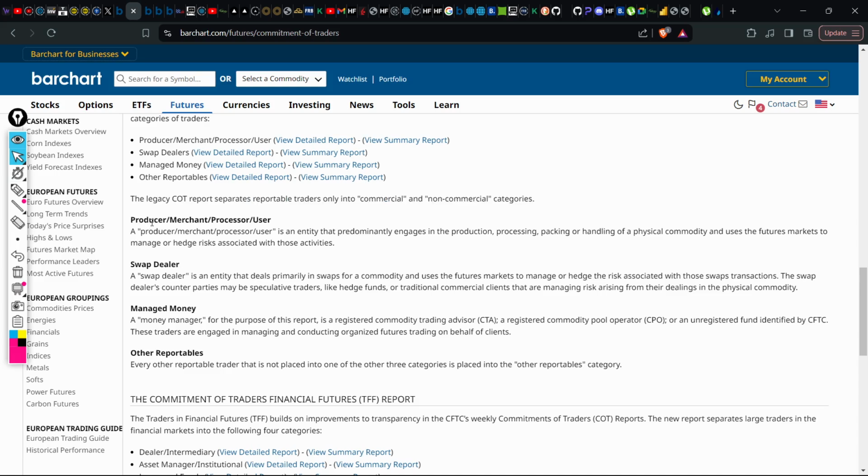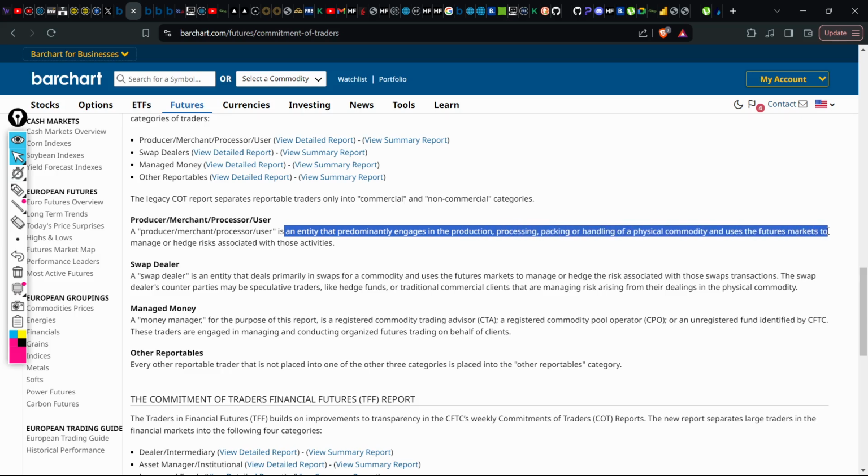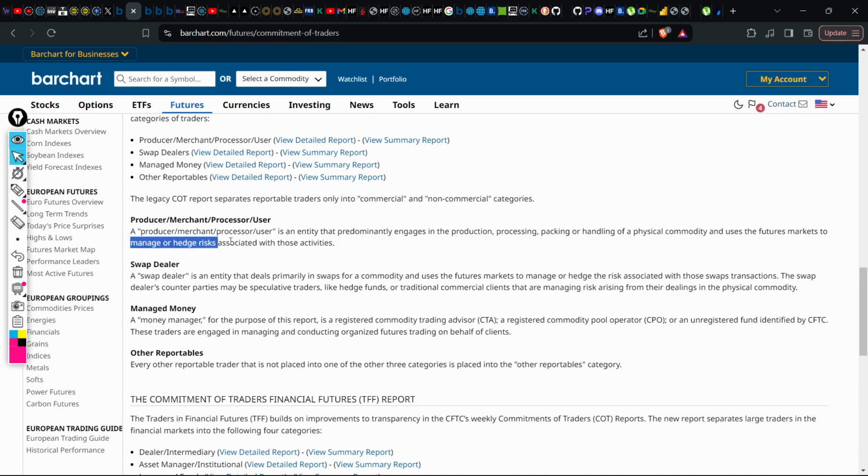Producer. Now these are the definitions of these categories. Producers: an entity that predominantly engages in the production, processing, packaging, or handling of physical commodity and uses the futures market to manage or hedge risks associated with those activities.